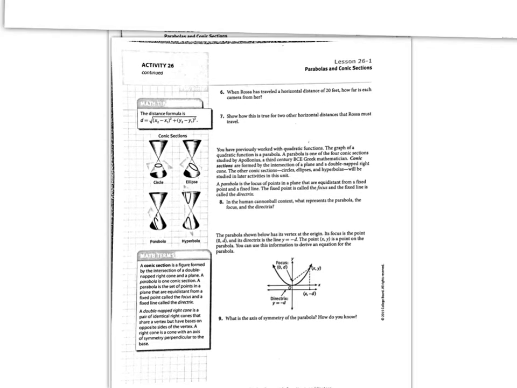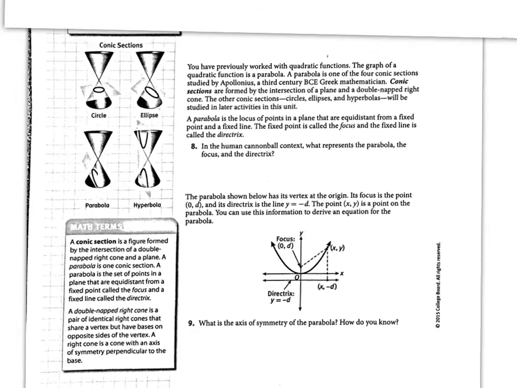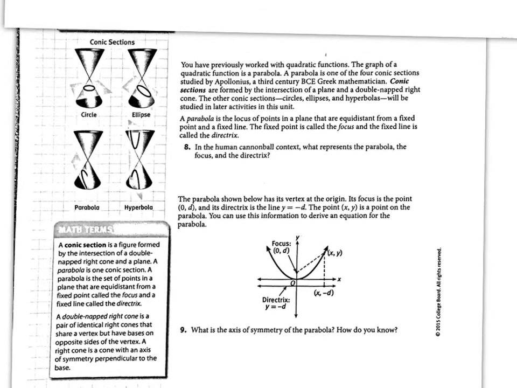All right. Sorry, I lost page 2. Here we go. I'm going to skip right down to here. Right above number 8 is the definition of a parabola, and this is something you'll have to know. A parabola is a locus of points. Locus is a fancy way of saying set. So it's the set of all points in a plane that are equidistant from a fixed point and a fixed line. That's what creates a parabola. It's a line and a point.